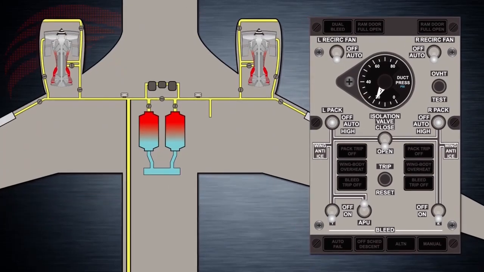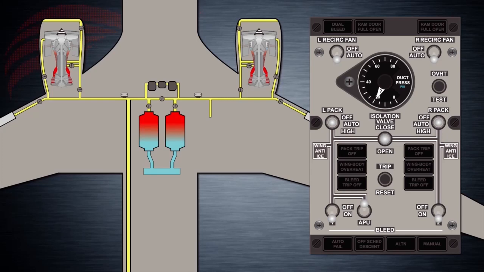Previously in this lesson, we talked about the isolation valve and that when it's in the auto position, it isolates or connects both sides of the pneumatic manifold according to specific aircraft conditions. It's time to discuss this more specifically. When the isolation valve switch is in the auto position, the system closes or opens the isolation valve according to the following logic. If both engine bleed switches are in the on position and both air conditioning packs are in the high or auto position, the isolation valve closes and both sides of the pneumatic manifold are isolated from each other.